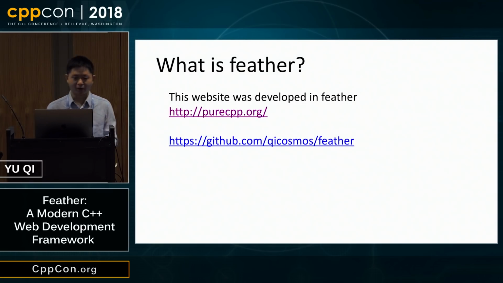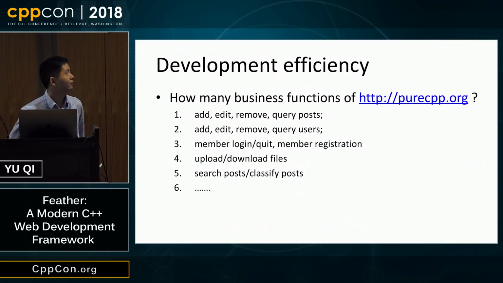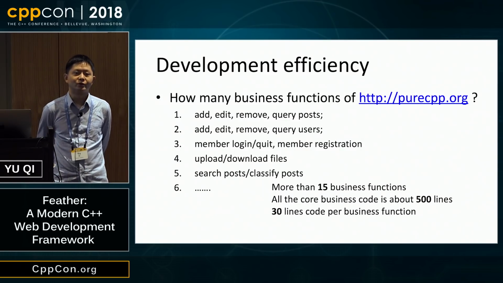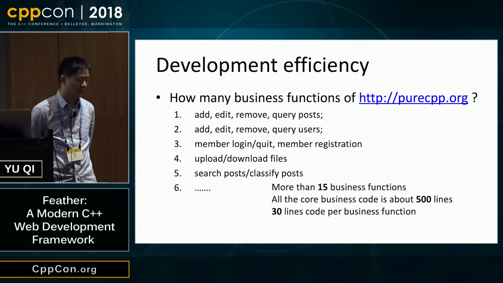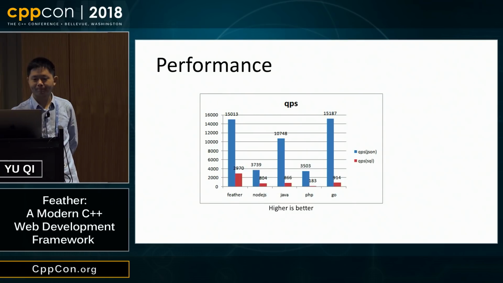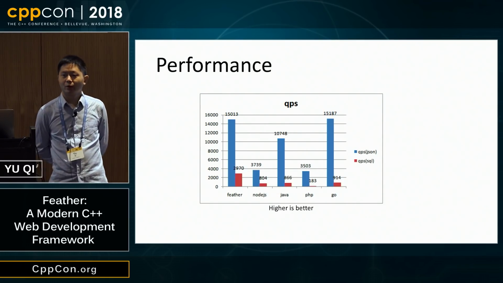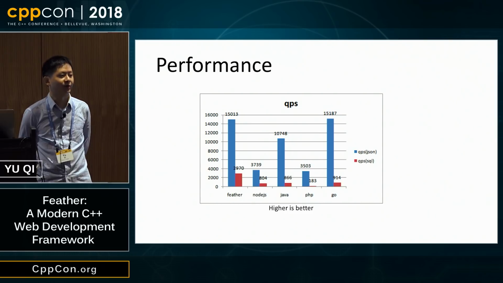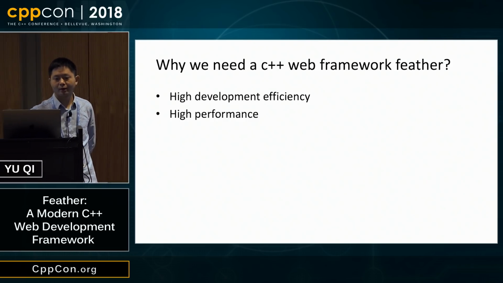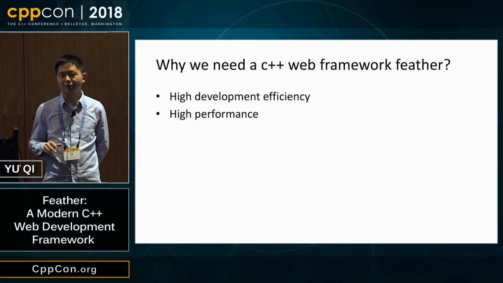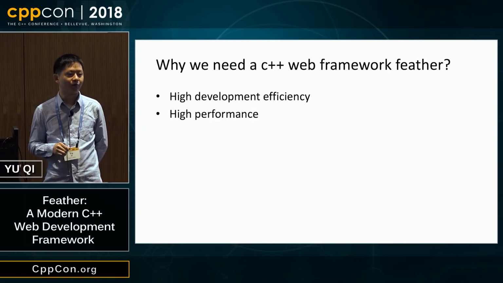And the code is on my GitHub. How many business functions does the website have? There are more than 15 business functions, and all the core business code is about 500 lines. It means you can develop a website rapidly. How about the performance? I compared Feather with some other language web frameworks, and Feather is the best one. So, why do we need a C++ web framework? There are two main reasons. It's because of high development efficiency and high performance.